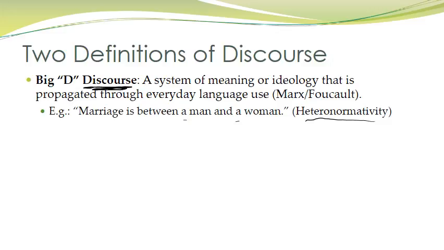Now, another way you could analyze this sentence for big D discourse is if you emphasize the "a" part, marriage is between a man and a woman. This could also be a discourse of monogamy, right? We could interpret the sentence that way as well, because what that's saying is that you can't have one man and two women, or two men and one woman. So there's also a discourse of monogamy.